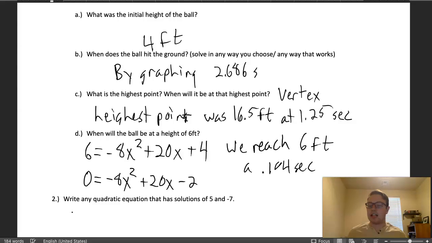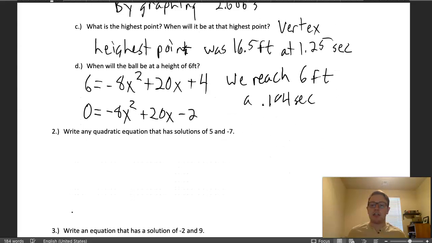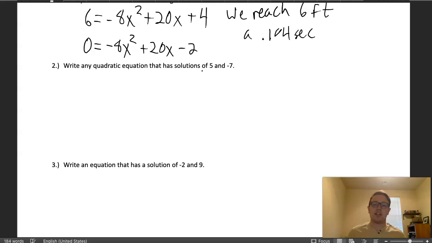And finally, one last type of problem. Now we're trying to write a quadratic equation that has a solution of 5 and -7. You might say, wow, this is really tough. But here's what we're going to do. We're going to say we know x will be equal to 5, and we know x will be equal to -7. And from here, we're going to reverse engineer what we did.